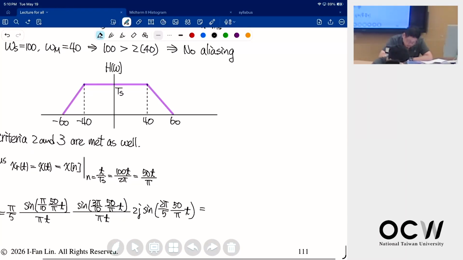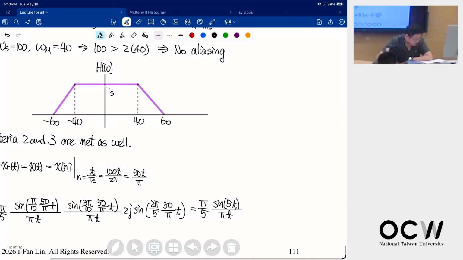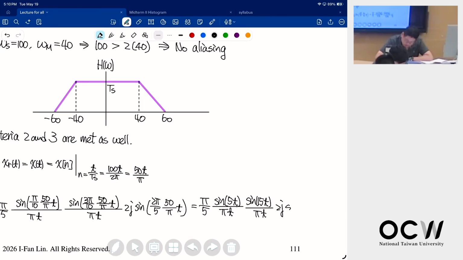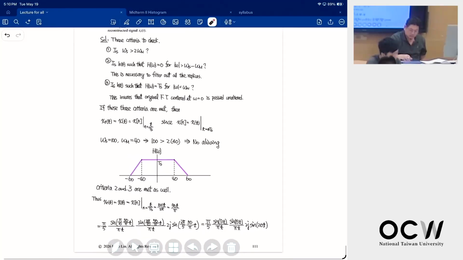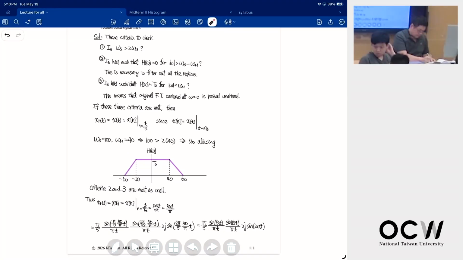So here's your simple closed form: pi over 5 sine 5t over pi t, and sine 15t over pi t times 2j sine 20t. Right, any questions about this example, the perfect reconstruction?